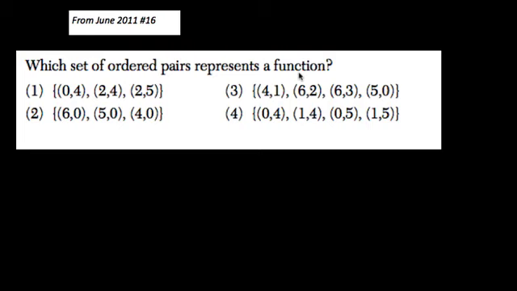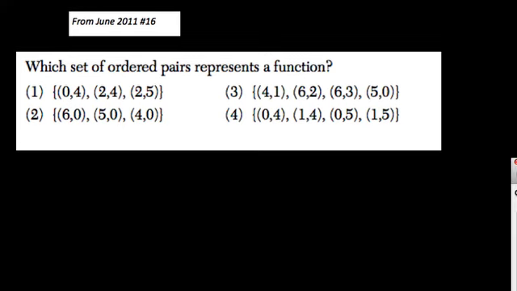Okay, so they ask which set of ordered pairs represents a function. Now, if you see ordered pairs, all they're referring to are points, right? Points are ordered pairs. And in order for your points to represent a function, what has to happen? Well, every x value has to map to only one y value.